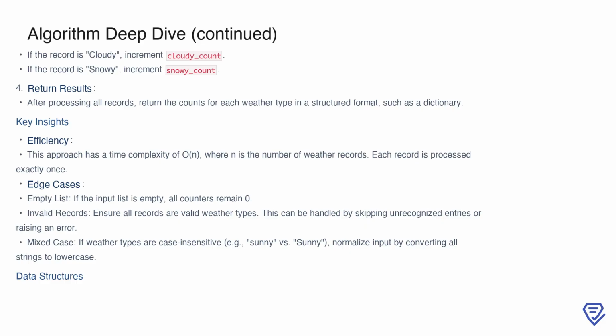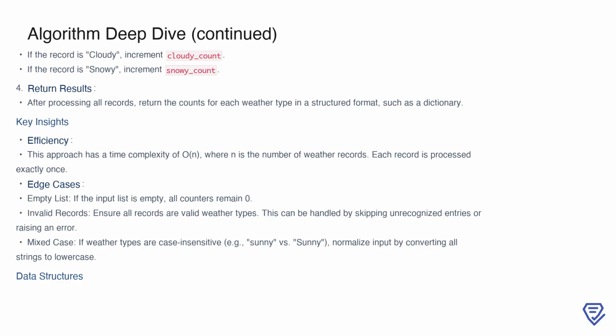This method is efficient, with a time complexity of O(n), where n is the number of records in the list. Every record is processed exactly once. However, we should also consider edge cases. For instance, if the input list is empty, the counters will remain at 0, which is the expected behavior. Additionally, we need to handle invalid records, entries that don't match any of the 4 weather types. These could either be ignored or trigger an error, depending on the problem requirements.